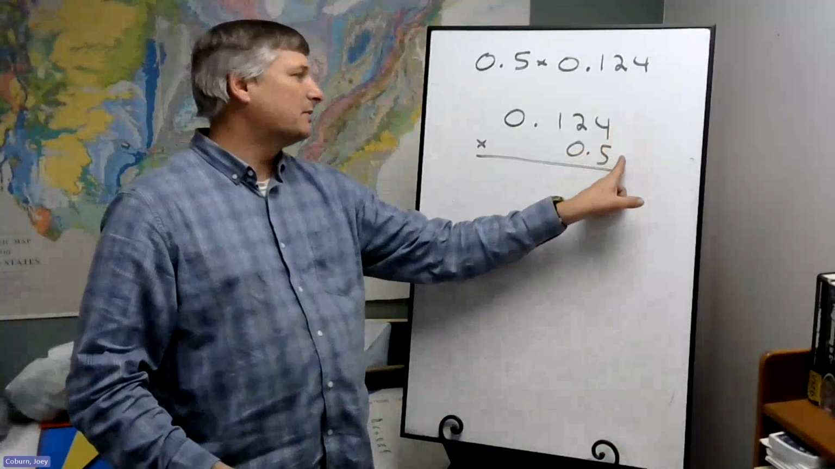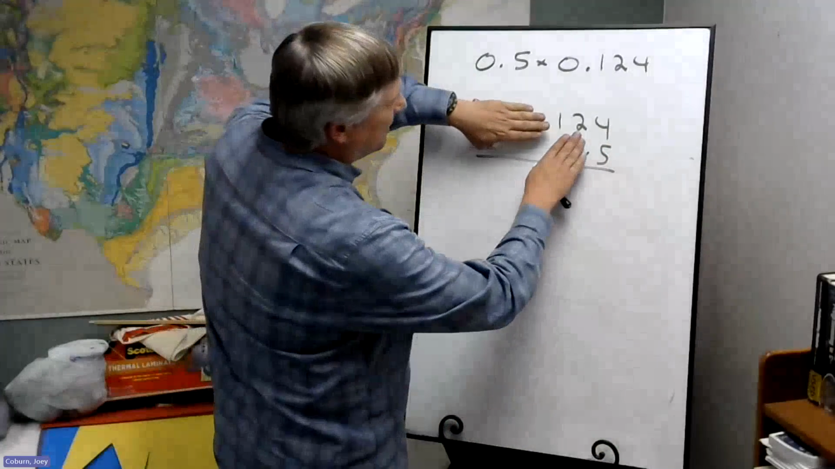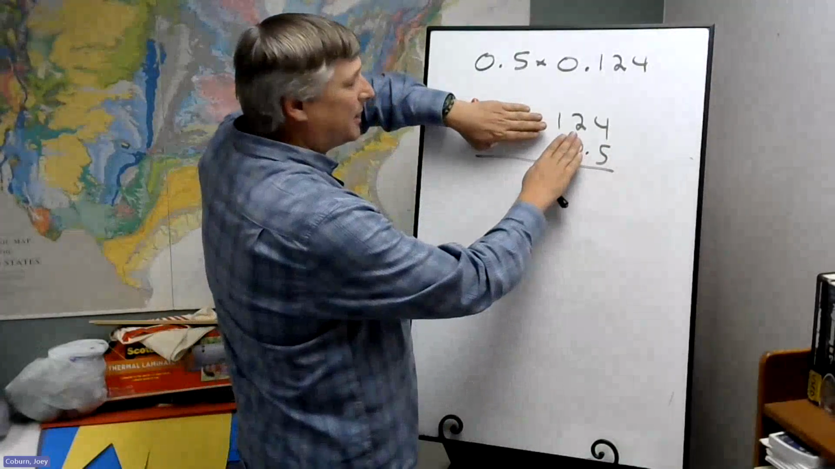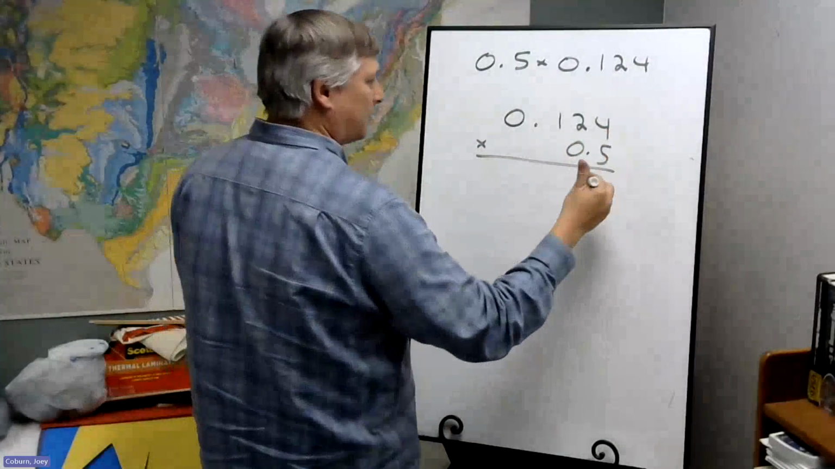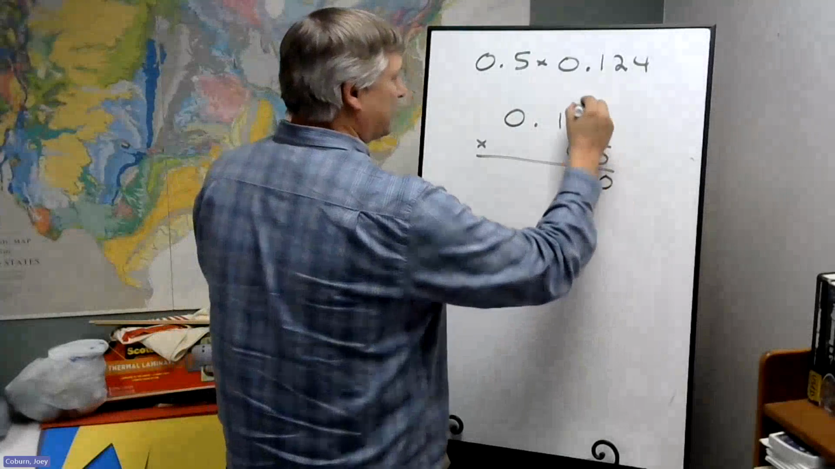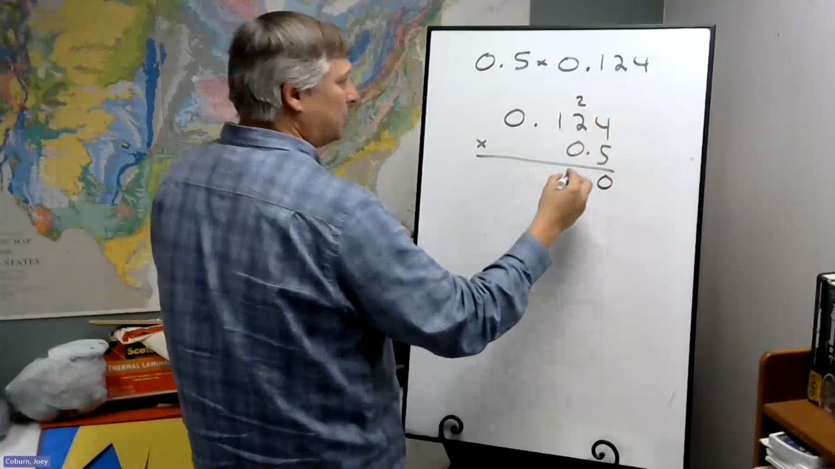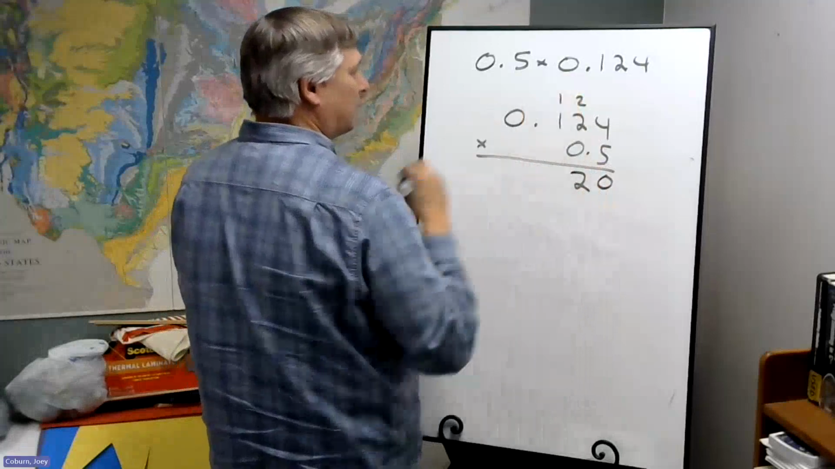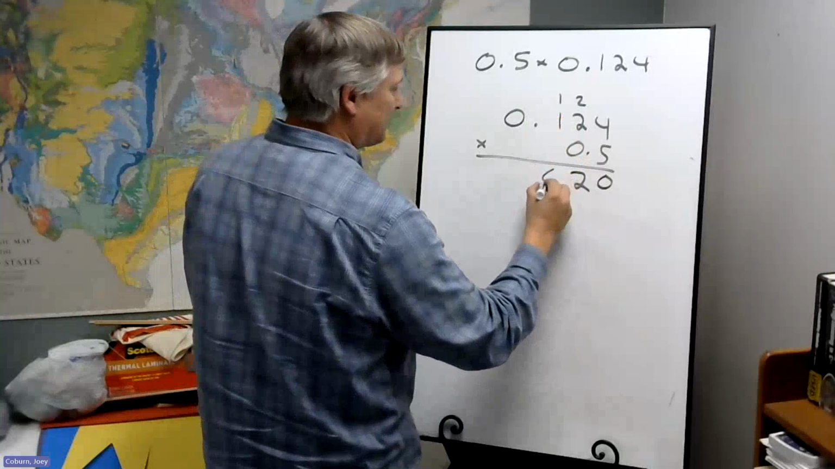Multiplication, we align on the right side. And what we're going to do is multiply as if we're multiplying 124 and 5. So 5 times 4 is 20. So I'll put the 0, carry the 2. 5 times 2 is 10, plus 2 is 12, carry the 1. 5 times 1 is 5, plus 1 is 6.